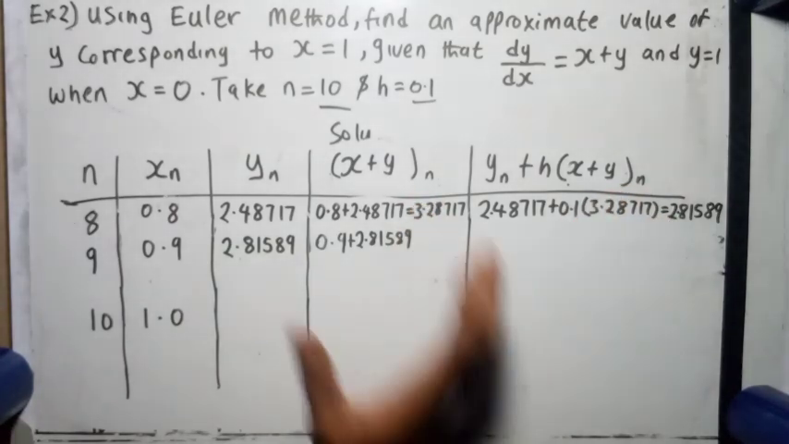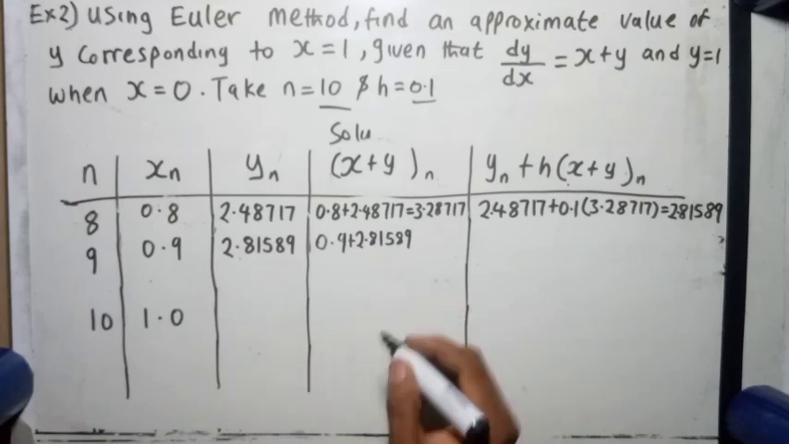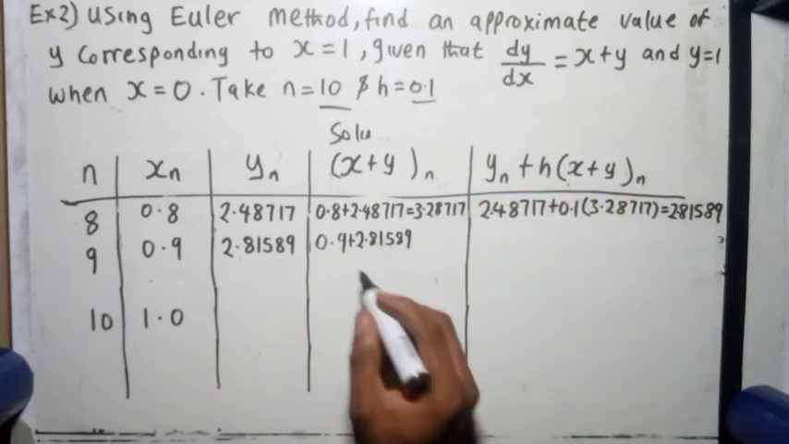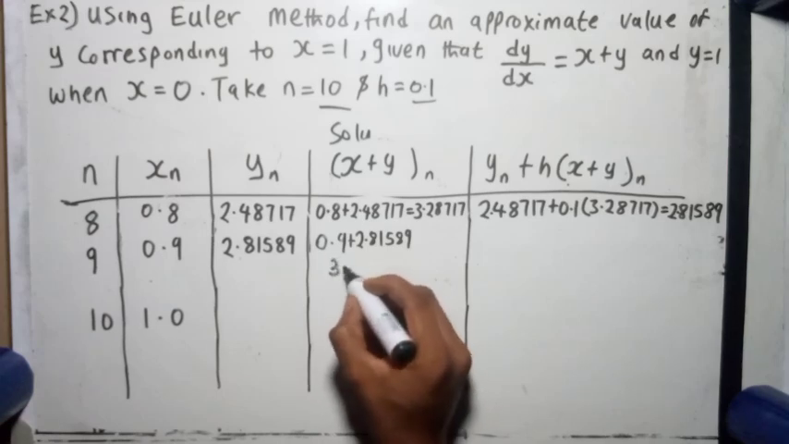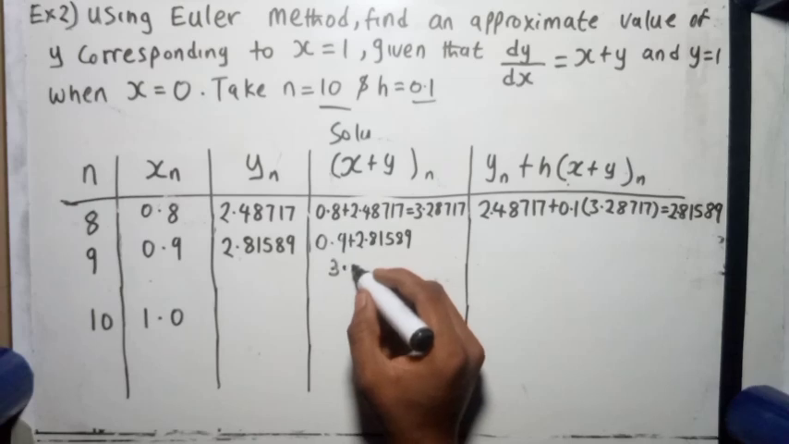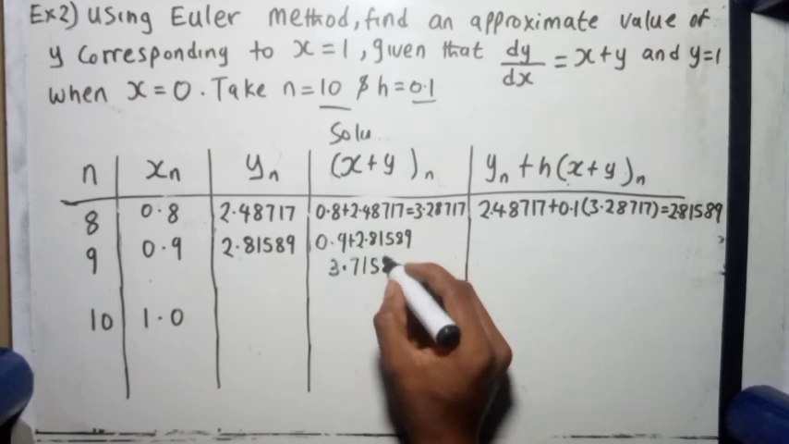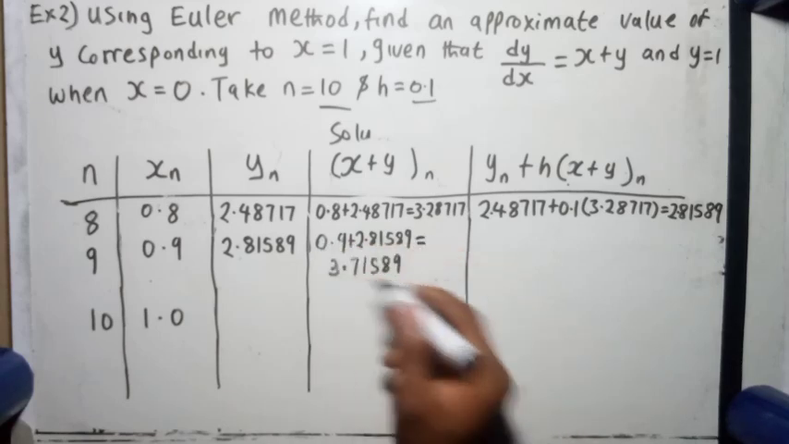We have sacrificed some space to benefit the final boss answer. Understand? So adding this to this, we are going to be having 3.71589. This is what we get when we add these two together.